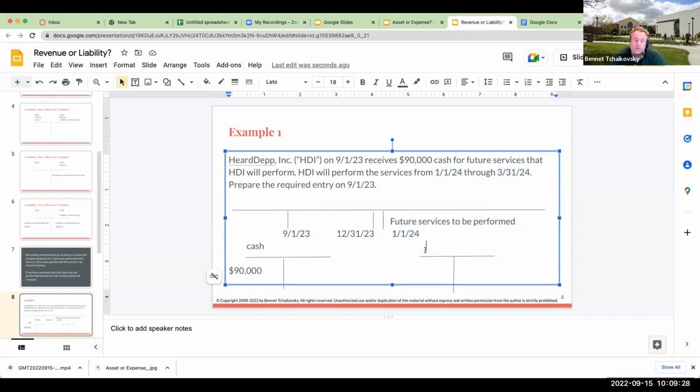So what I'm going to do is record a liability. This is going to be unearned revenue. Okay, so over here, if I take a look at this, this is going to be $90,000.